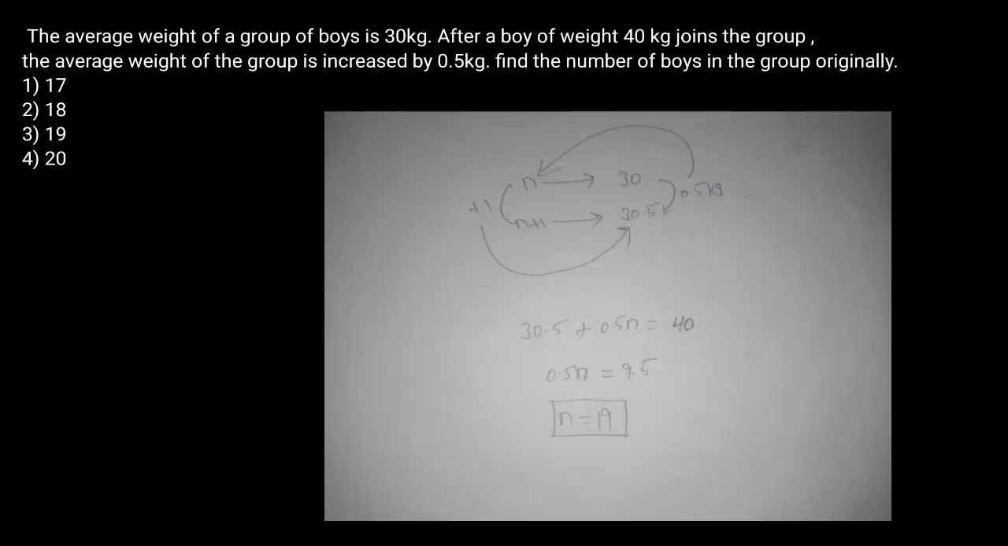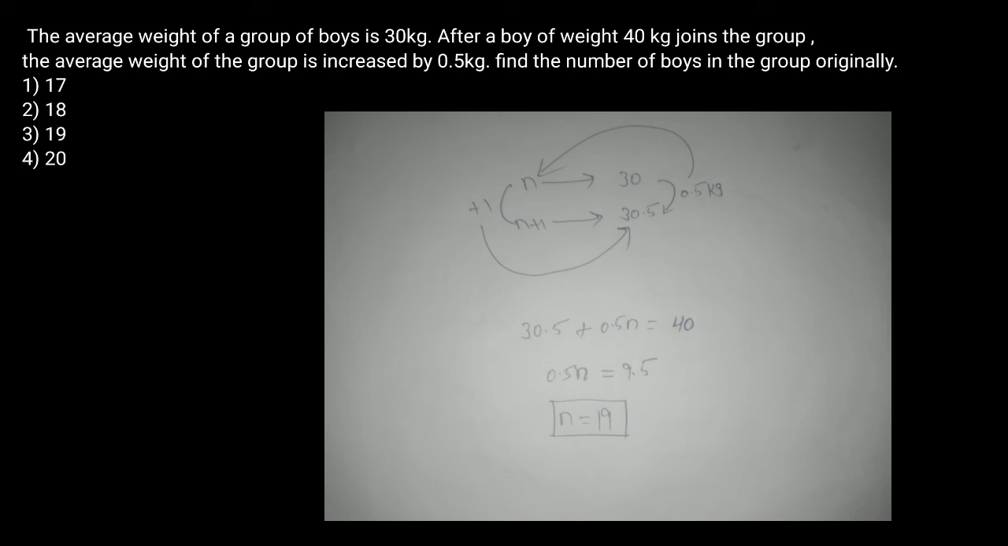So in the question, the number of boys is not given, so I take it as n. So for n students, the average weight is 30. After a boy joins the group, the average weight of the group is increased by 0.5. Now the left hand side difference is plus 1 and the right hand side difference is plus 0.5.